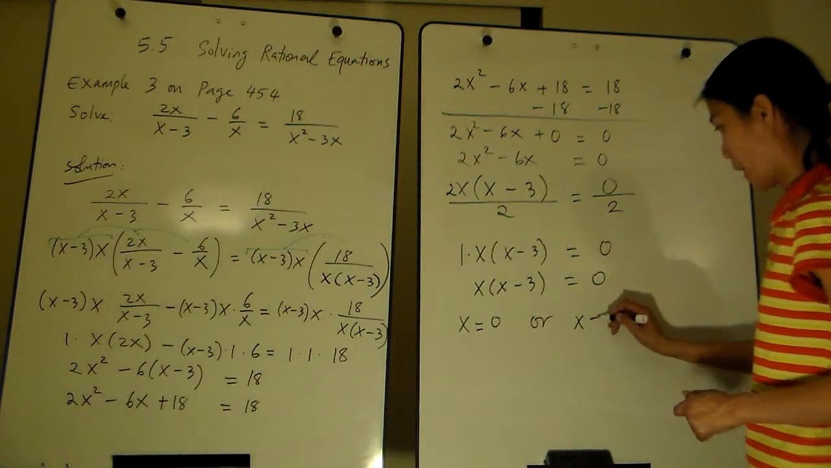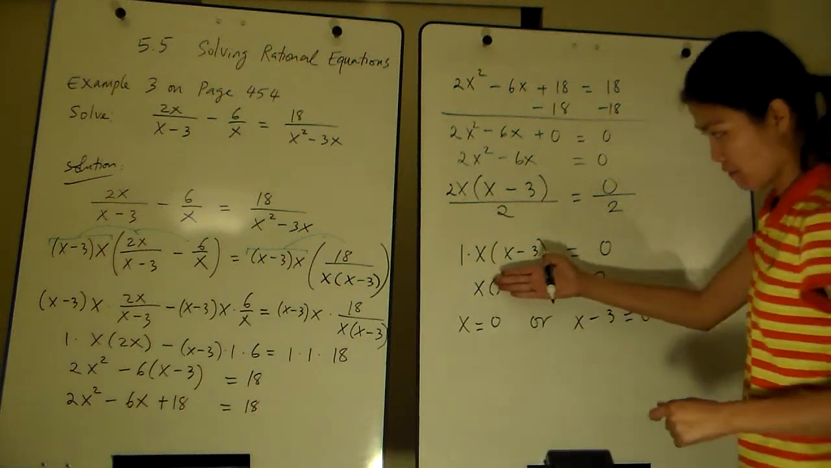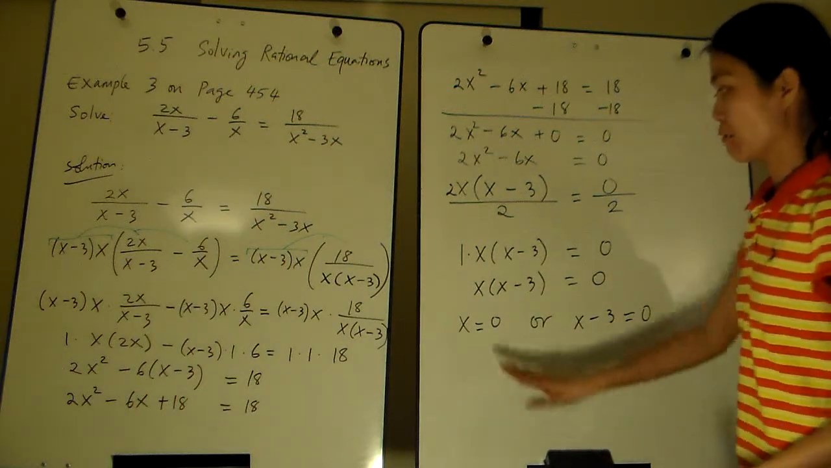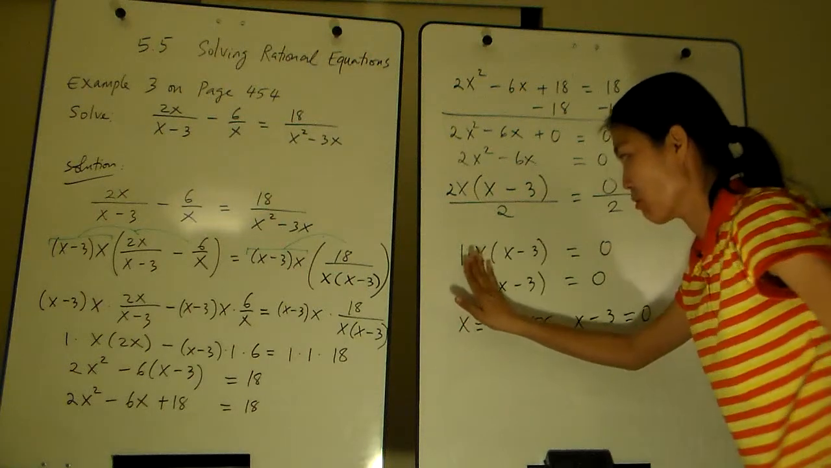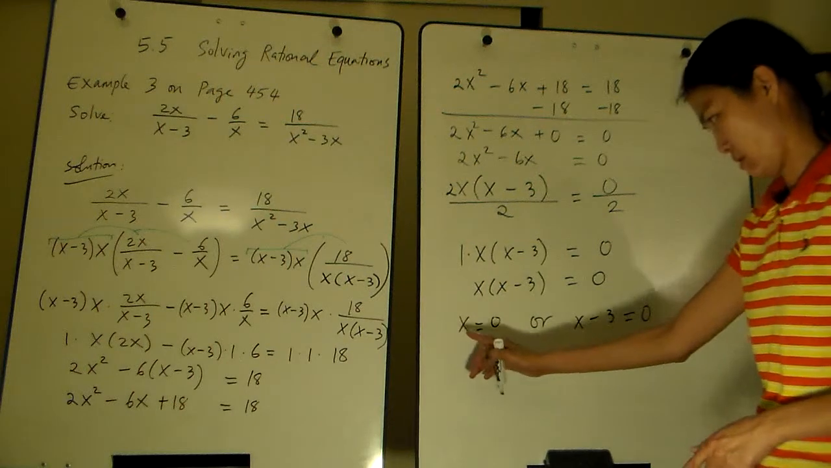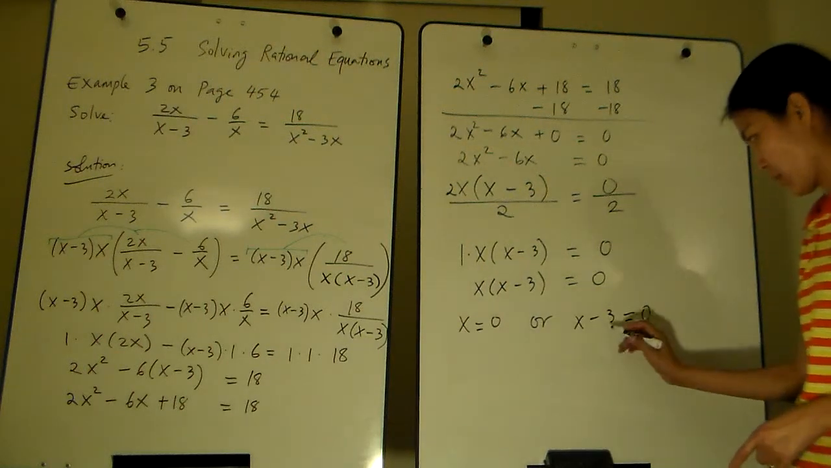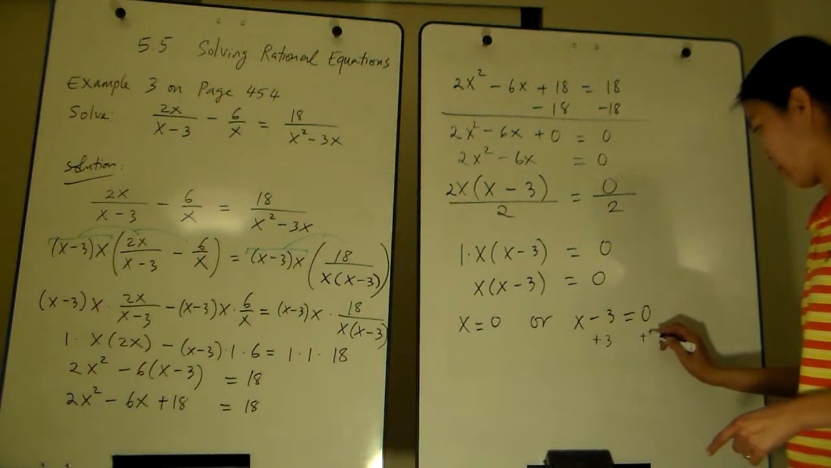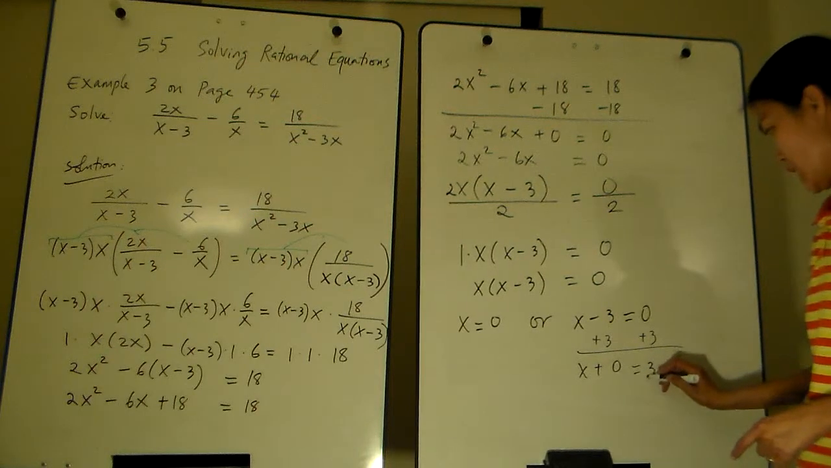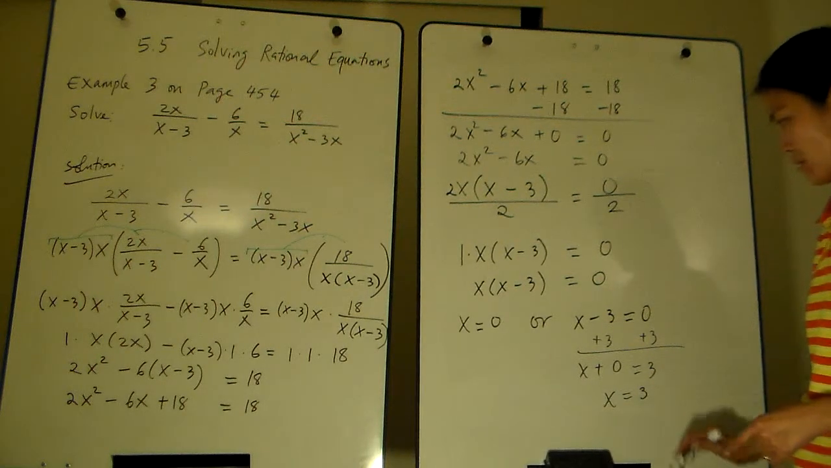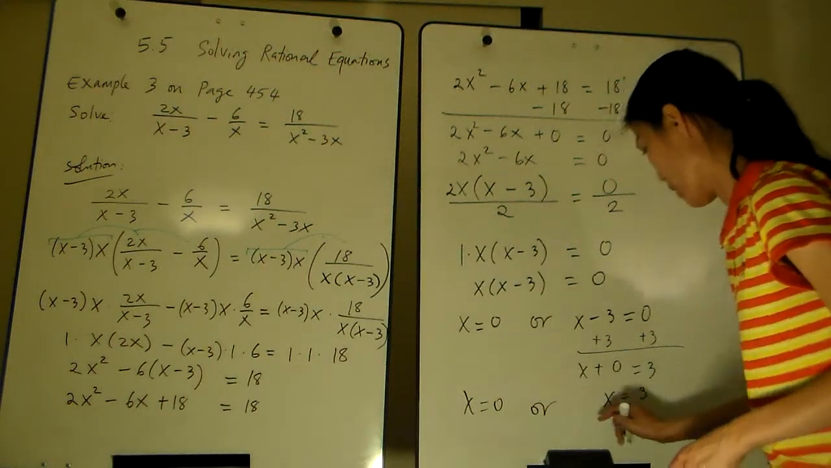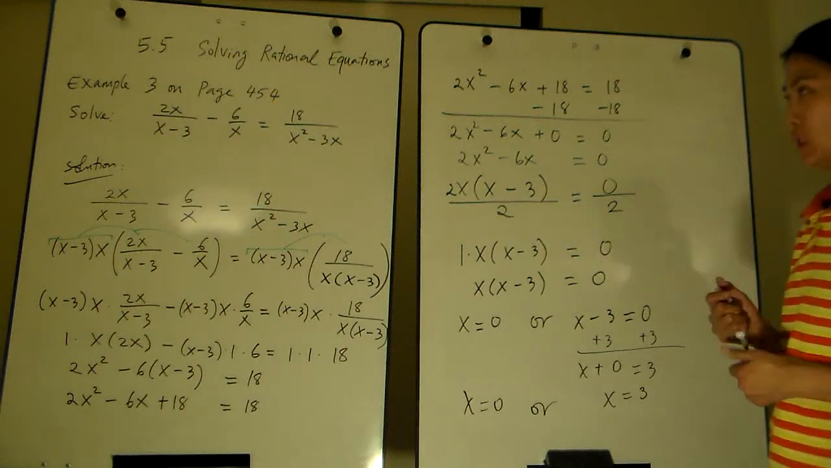Using the principle of zero product, either the first factor, x equals 0, or the second factor, x minus 3 equals 0. Because if the first factor equals 0, 0 times anything is 0. Or if the second factor, x minus 3, equals 0, 0 times anything is 0. Alright, this is done. x equals 0. Let's solve the other by adding 3 on both sides. Then you get x plus 0 equals 3. So x is 3. So you have two answers: x equals 0, or x equals 3.